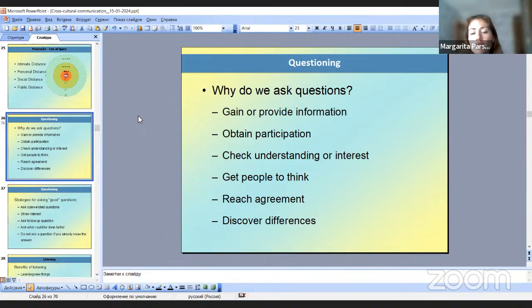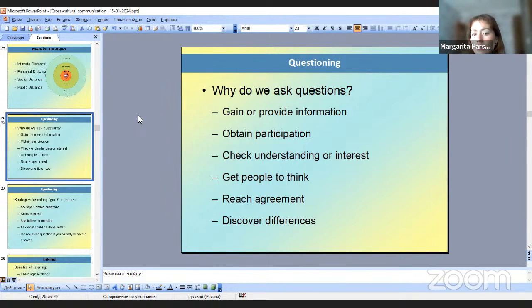The next, reach agreement. The point of asking questions is to gain information, provide information, to check interest, but also the last goal, to reach agreement. It will be very good. It does not happen every time, but of course, when we're asking questions, we understand the meanings, the minds, the opinions of every person. It will be easier to reach an agreement on the whole point of this communication process.